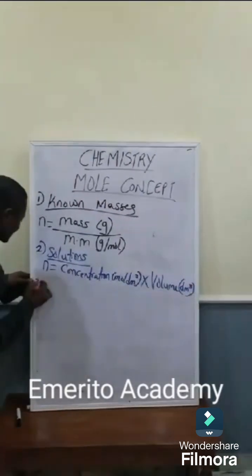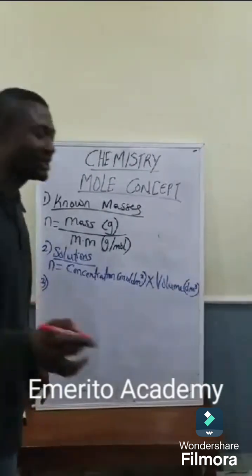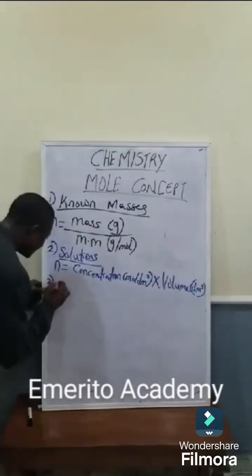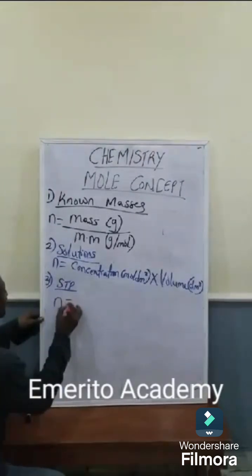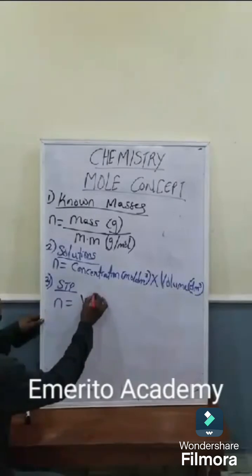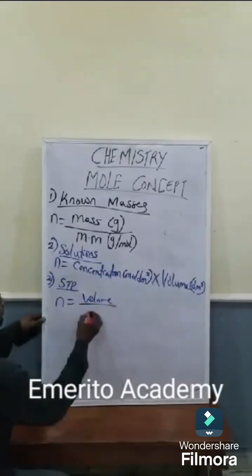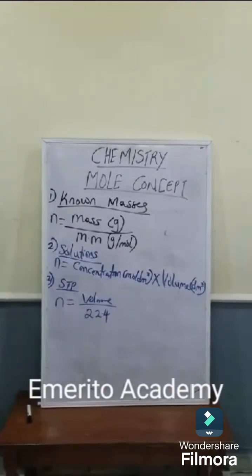Now, third one, when at STP, which simply means standard temperature and pressure, we can say mole is equal to volume over 22.4, which is your GMV.